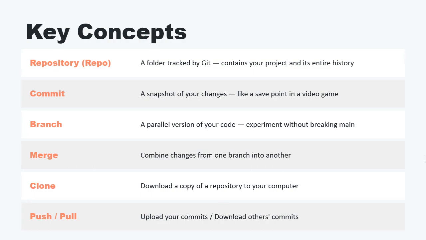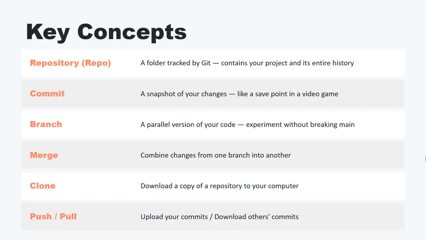Okay, so these are the key terminologies. A repo or repository is a folder tracked by Git. It contains your project and its entire history and files. A commit is a snapshot of your changes. It's essentially what you're saving and what you're pushing to Git or GitHub.